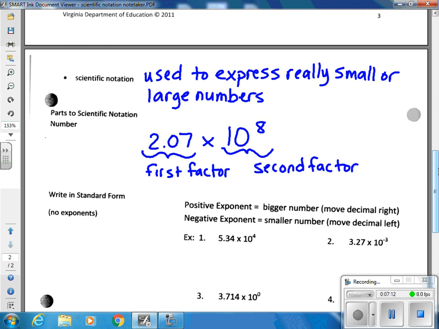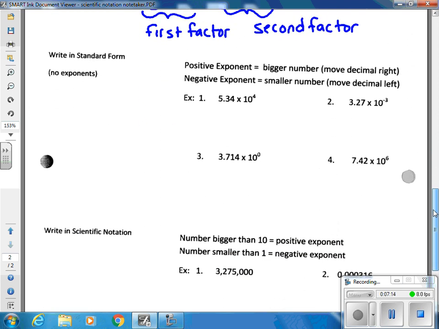So we're going to practice converting back and forth. The first thing that we want to practice is writing in standard form, which is what I had you doing on the front as well. Most students are more successful with this part than they are with the next part. I've reminded you up there that a positive exponent means it was a bigger number and that you're going to move to the right. If it's a negative exponent, you want to make it smaller, so you're going to go to the left.